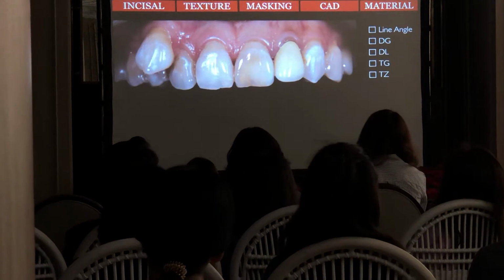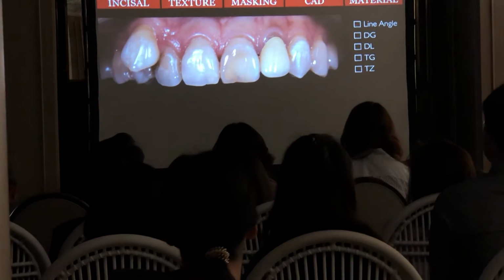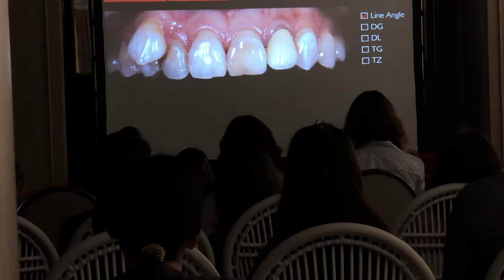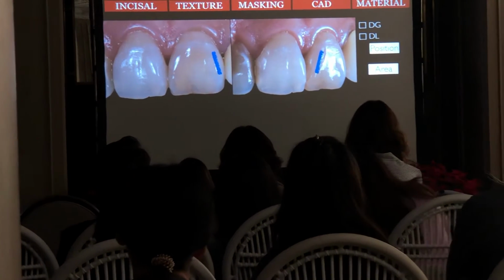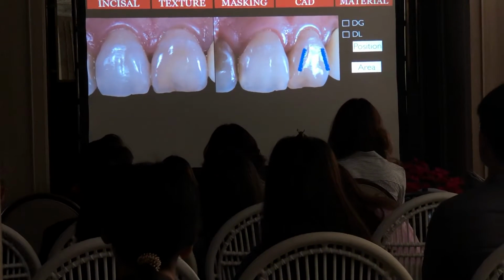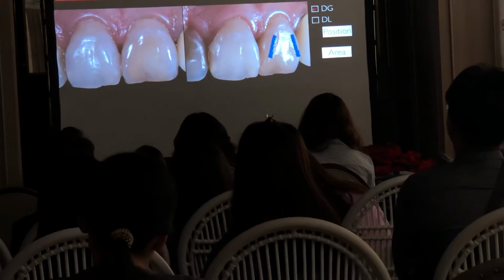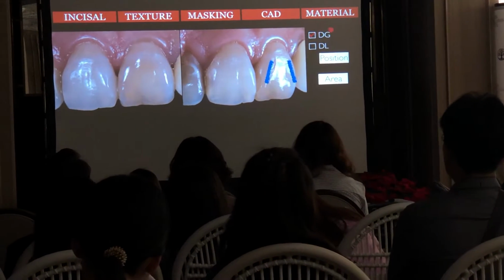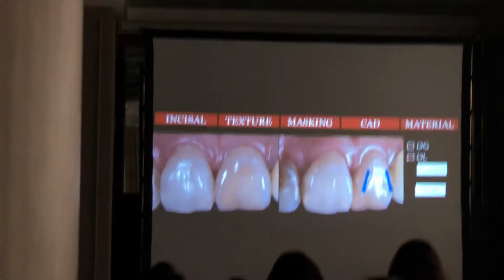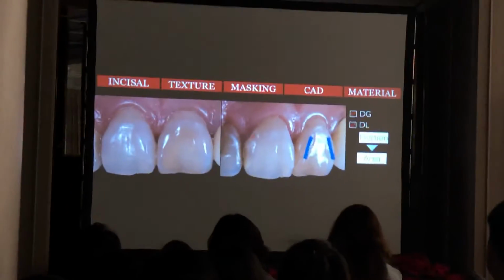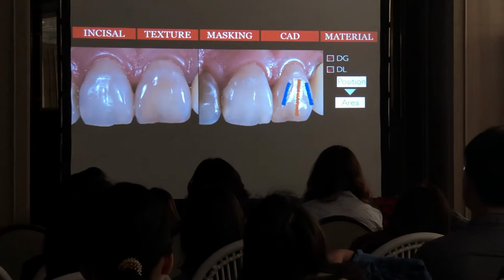And then, how about the line angle or the texture? We've mentioned before, the line angle here, and the developmental groove, and the lobe, and the position, and the area. Does this patient have the developmental groove and lobe? Yes, they have both. If they have these two, I need to know the position and area. Here.